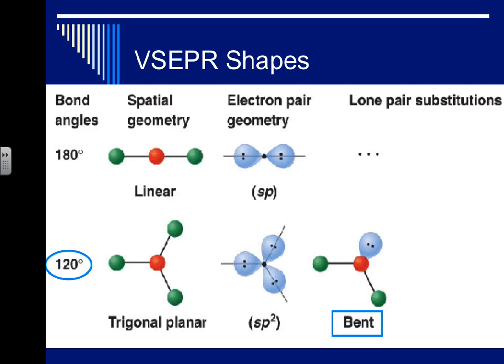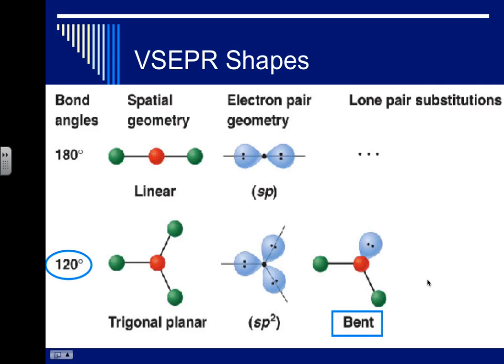I want to make sure that you understand here, there are actually going to be two different ones that are going to get the bent designation. There's a bent that has a 120-degree bond angle. That 120 is when there are 3 things attached. So 2 atoms, 1 lone pair.